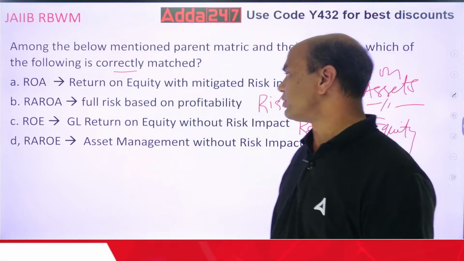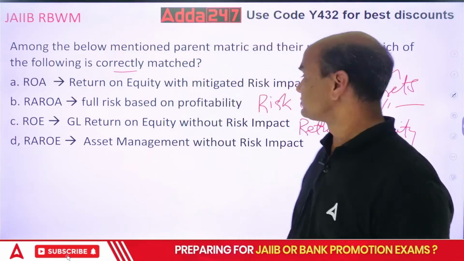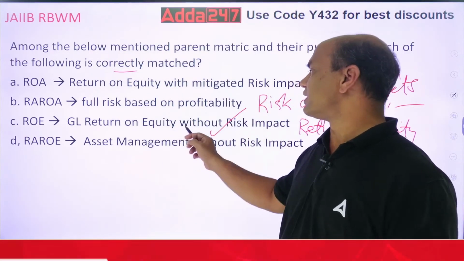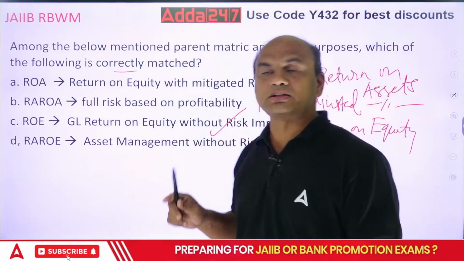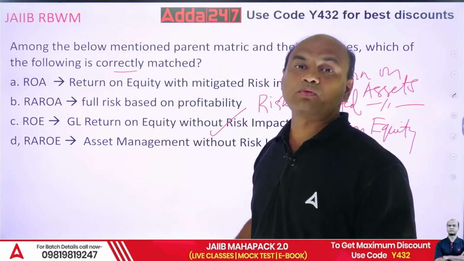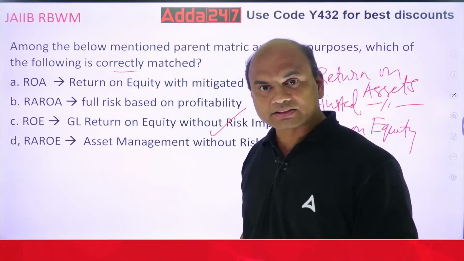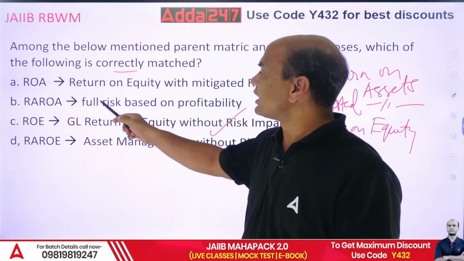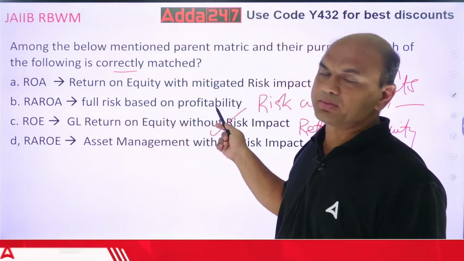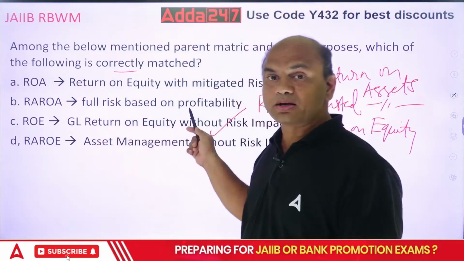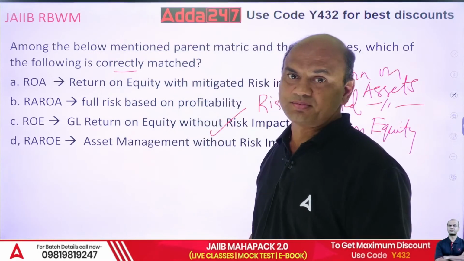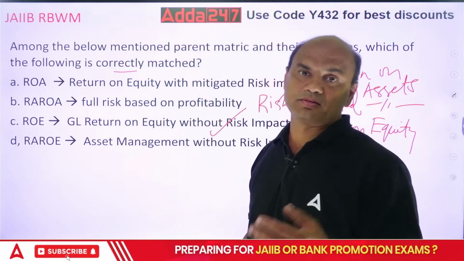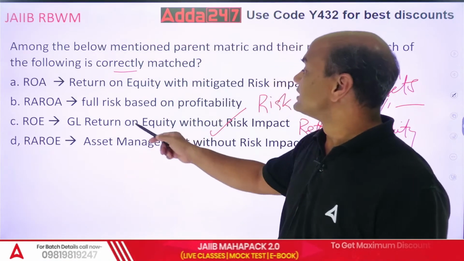So which one is correctly matched? The answer is C. ROE, return on equity without risk impact. Even ROA and ROE are without risk impacts. When you add the risk impact, it becomes RAROA or RAROE. RAROA is not fully risk based on profitability; it's on assets. If you want profitability, it is ROC, return on capital. So C is the right answer.